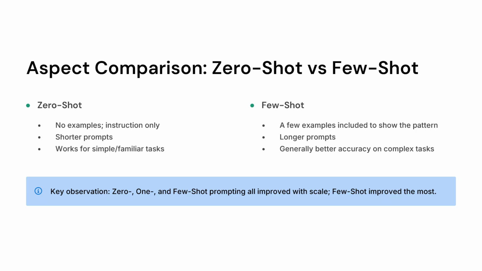So here is a comparison of zero shot and few shot learning. Zero shot prompts are generally very short and they don't contain any particular examples and only have instructions, and they work very well for simple and familiar tasks. On the other hand, few shot prompts generally have longer prompts because they also have a few examples along with the instruction, and they generally have better accuracy on complex tasks. In the research paper, the key observation was that even though zero, one and few shot prompting all improved with scale, few shot improved the most.